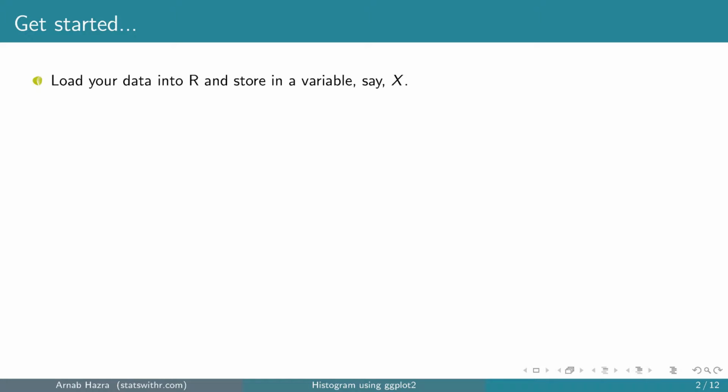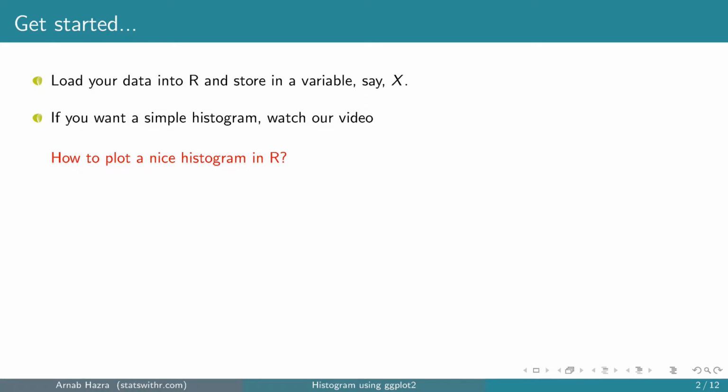Here I assume that you know how to load your data into R or RStudio. Now suppose you have a numeric vector of observations and you store it in a variable, say x. Now you want to draw your histogram. If you want to draw a simple histogram, watch our video how to plot a nice histogram in R. If you want to draw using the package ggplot2, let's move on.